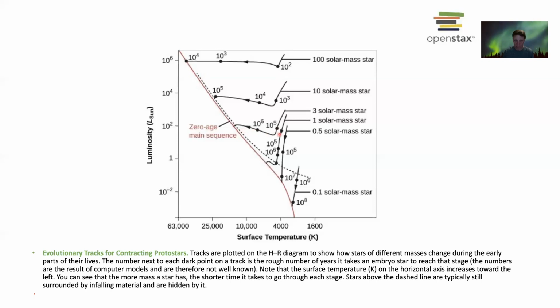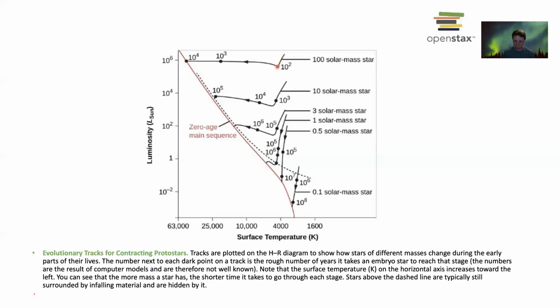And then eventually they get hot enough in their cores to ignite hydrogen fusion, and then they become main sequence stars. And when that happens, they will end up somewhere along this line, which is the zero age main sequence. So larger stars are going to go through that process a lot faster.